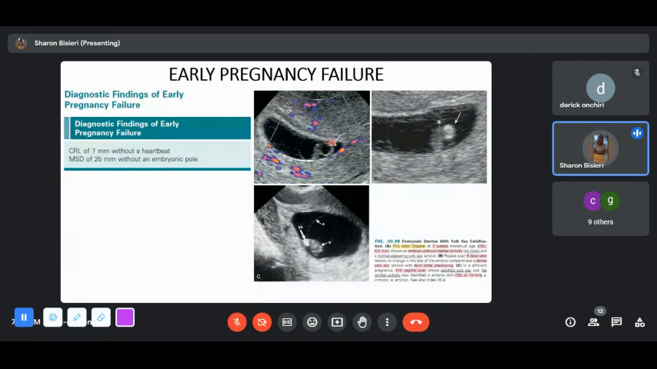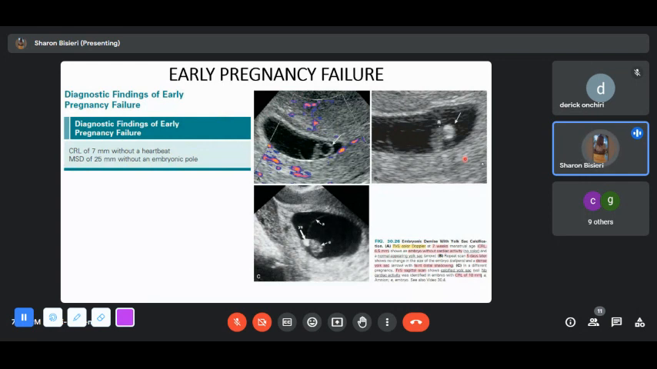So in image A, we can see our gestational sac with the embryonic pole. This is the yolk sac, and this is the amniotic cavity. Here they've applied color Doppler, and they're not able to pick any color within it. And this is consistent with an absent heartbeat in an embryo that measures 6.5 millimeters, which is consistent with early pregnancy failure.